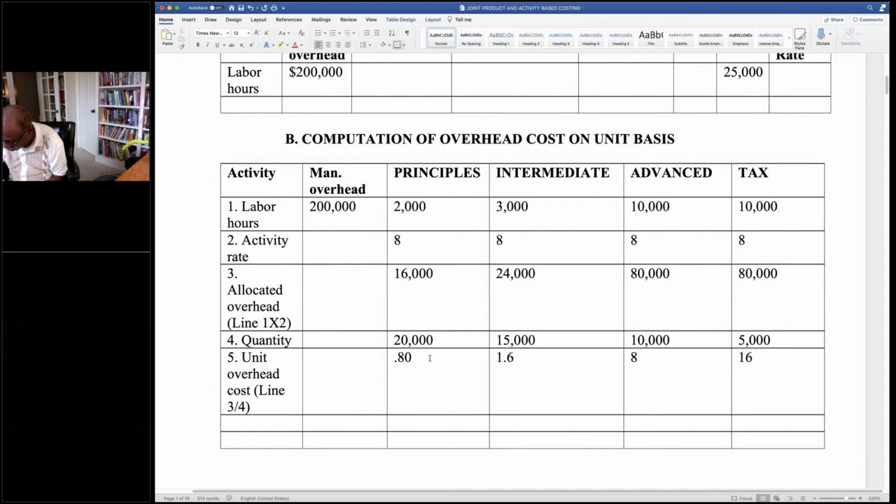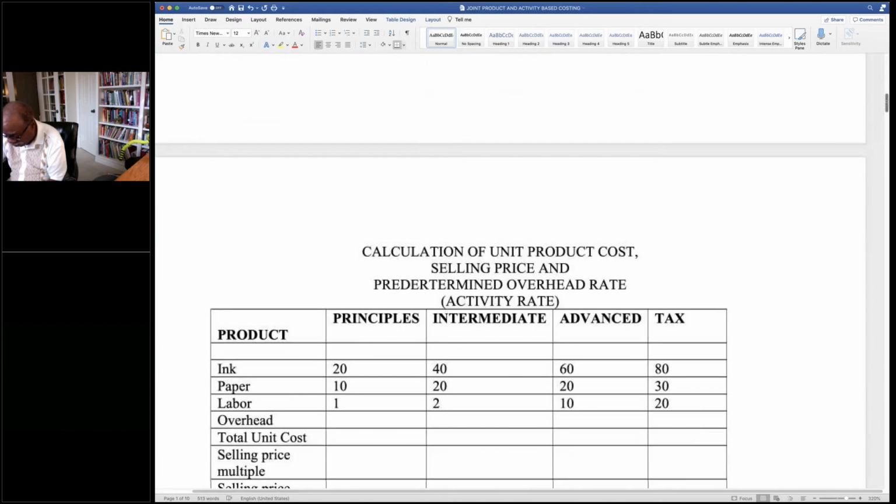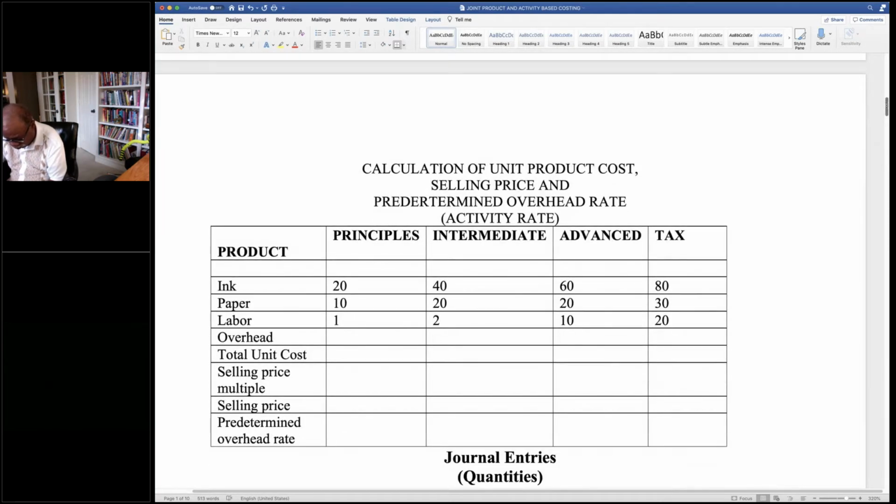So this is the unit overhead: 0.8, 1.6, 8, and 16 that we already found out. So then we're gonna go back down and put that in our chart. So it's gonna be 0.8, 1.6, 8, and 16. Okay, so for the total unit cost, we're gonna add all these numbers up, and this number is 31.